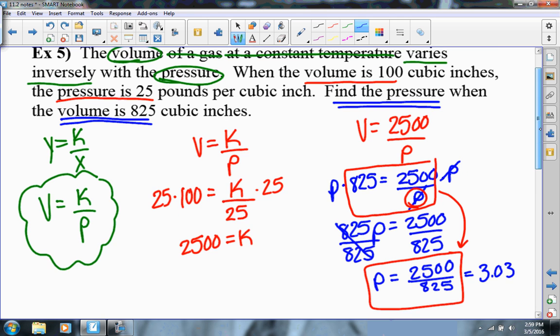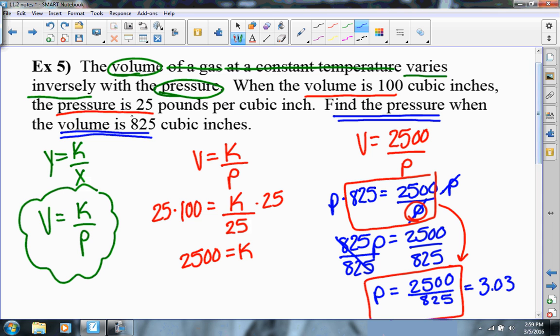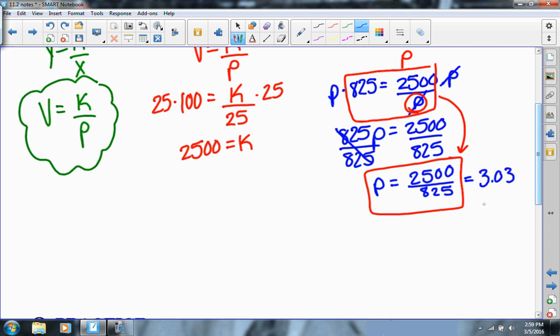Now the pressure, let's see. The pressure was measured in pounds per cubic inch. So we would say that this is pounds per cubic inch. LB is the abbreviation for pounds, and then if I do an inch cubed, that's a cubic inch. So that's the correct label on my answer there, pounds per cubic inch. Or you could write it out in words like they did with the word problem.